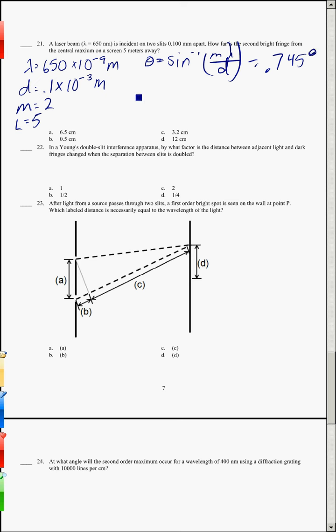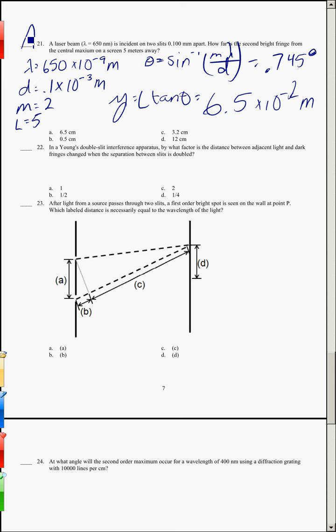And now I want to know how far apart they are actually on the screen. So y is equal to L tan theta. You can go back and look at your definition of tangent, opposite over adjacent. That is y over L. You can draw out the triangle as we did in class. And so that's 5 times the tangent of that angle. And I get 6.5 times 10 to the minus 2 meters, which is 6.5 centimeters. That's A.